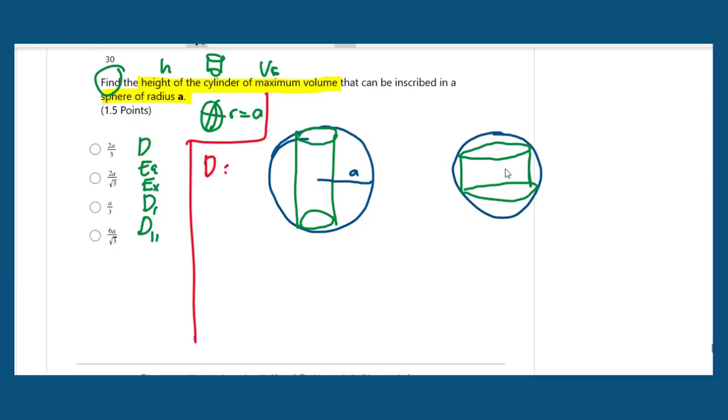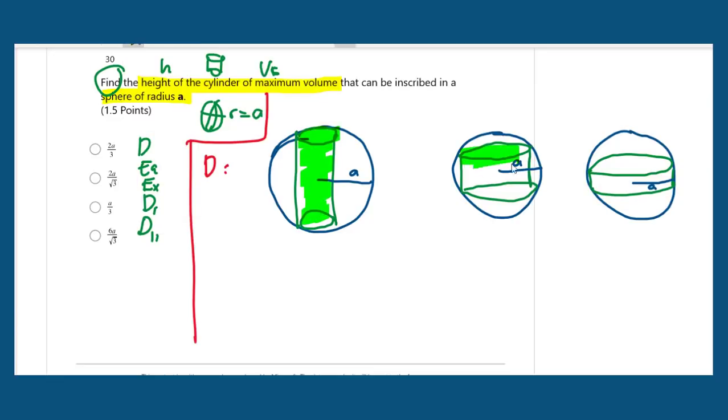But still the radius of the sphere is A. Or maybe like this, the cylinder, and then the sphere. This is the cylinder. So the radius for the sphere is still A. So now we're going to find the maximum volume for the cylinder. It depends on the radius of the cylinder and H of the cylinder. Okay, so let's say we choose this one.